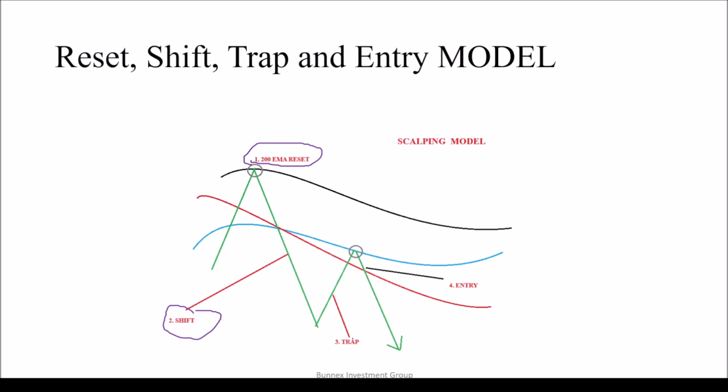And then we need to see a pullback, which is basically a trap move to induce traders in the opposite direction to the direction that they intend to take. Then we need to enter at the 13 EMA, on a candlestick closure below the 13 EMA, but only after there is a particular bounce on the 50 EMA. So in this case, this is the 200, this one is the 50, and this one is the 13. It's the reset, shift, trap, and entry model.